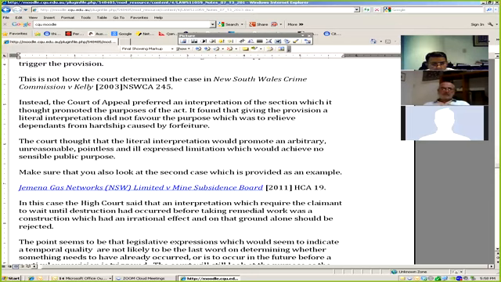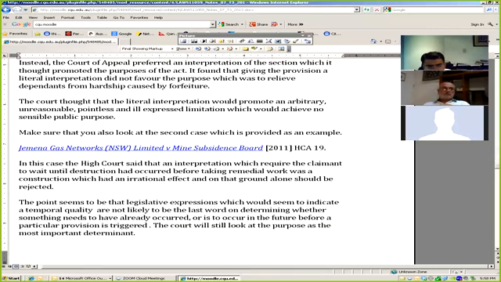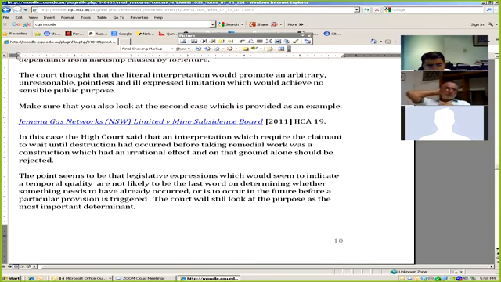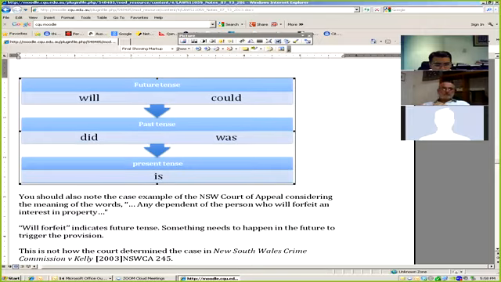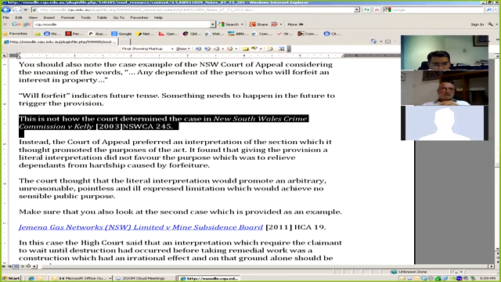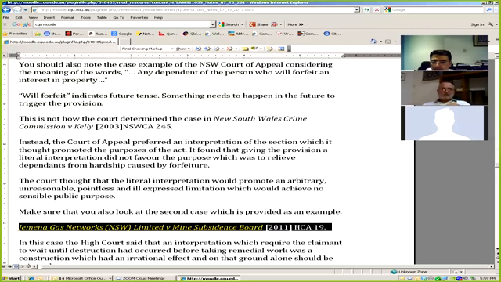And then there's a second case, Jamina Gasworks New South Wales Limited and the Mines Subsidence Board, which went to the High Court in 2011. In that case, they required the claimant to wait until destruction had occurred before taking remedial work, or the requirement. And they said that would be irrational because to apply only a future tense would be irrational. It wasn't the purpose of the act. So part of that is to look at the tense of the words, but also, importantly, both of these cases are an example of where the purpose overrides the tense.